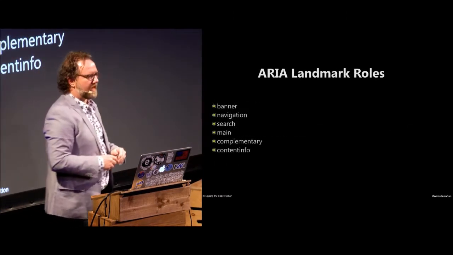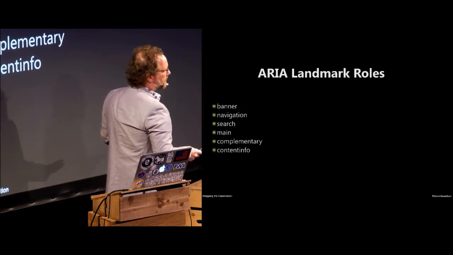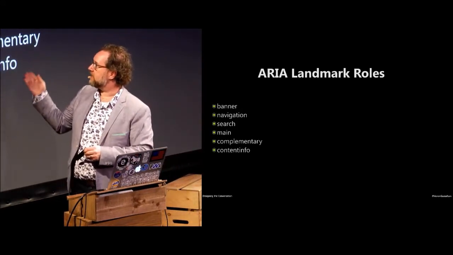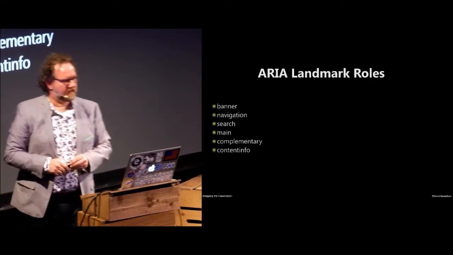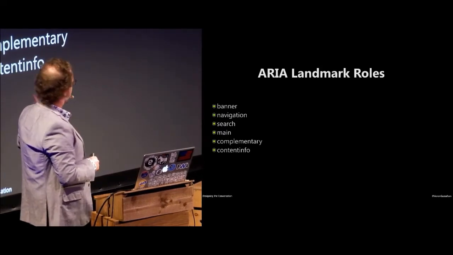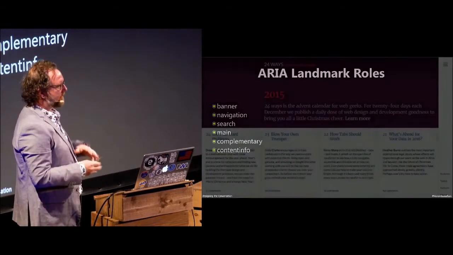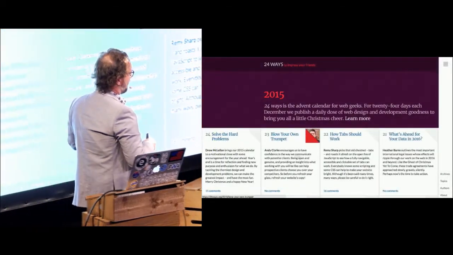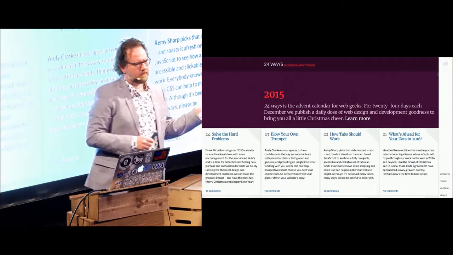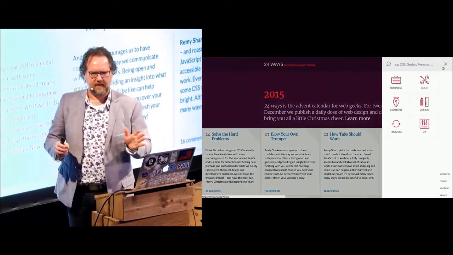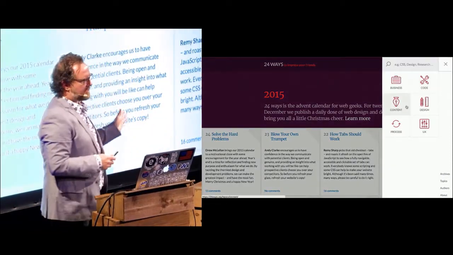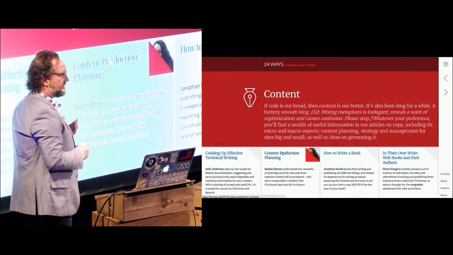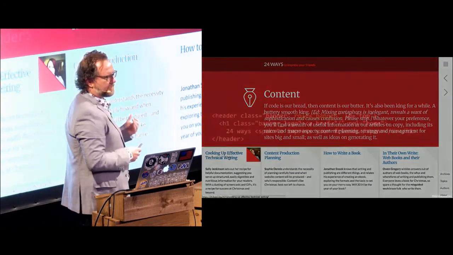So there are a bunch of different role values that are available that are considered landmarks. Things like banner, navigation, search, main, complementary, and content info. And I'm going to walk through an example of a site and how it used it so that you can kind of understand that. If you haven't seen 24 Ways, it's kind of an advent calendar for web nerds. And they use landmarks all over the place. It's a fairly interactive site, but it's also highly accessible.